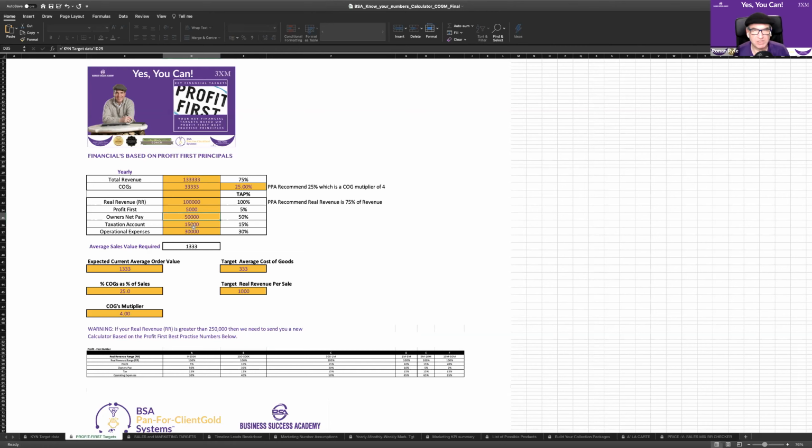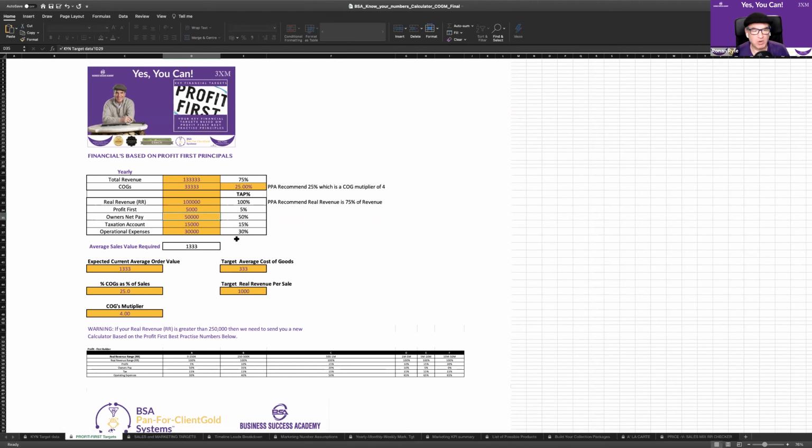I'm going to put 15,000 into my tax account. And I know based on profit first best principles that if I put 15% of my real revenue away for a business of this size, I'll have enough money to pay my tax bill at the end of the year. And I'm going to run my business on 30,000. And this operation expense has to cover everything else: your rent, your rates, your light, your marketing budget. If you've got employees, it would be included in there. Everything else is in your operation expenses. So when I do analysis of most photography businesses, this is the number that's out of kilter. It's not quite 30%.